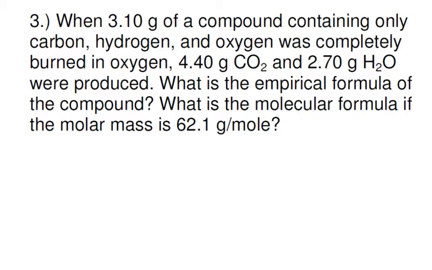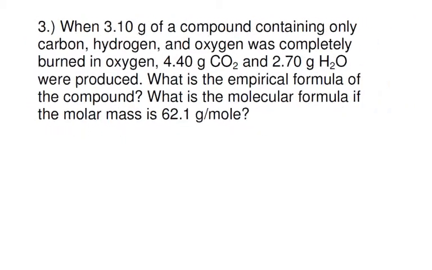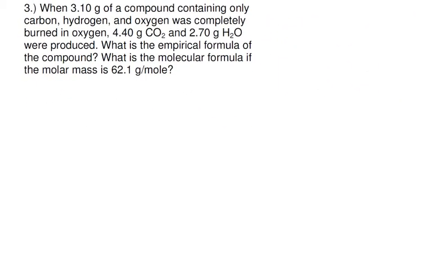When 3.10 grams of a compound containing only carbon, hydrogen and oxygen was completely burned in oxygen, 4.40 grams of CO2 and 2.70 grams of H2O were produced. What is the empirical formula of the compound, and what is the molecular formula if the molar mass is 62.1 grams per mole? Now let me just move this over here. Okay, so firstly, like the previous questions, we're going to look at how many moles of carbon we have, how many moles of hydrogen we have, and then work out how much oxygen we've got as well. Then we're going to use that to work out the empirical formula. Then we're going to use the molar mass to give us the molecular formula.